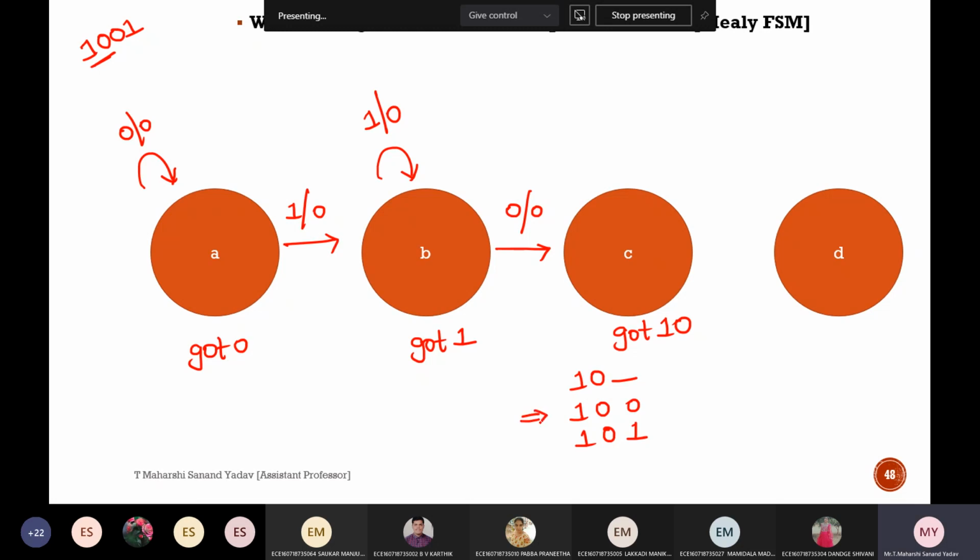Next, here 1 0 dash means it can be 1 0 0 or 1 0 1. For 1 0 0, will it go to the next state or same state? It will go to the next state. Why? The sequence is 100, so it is going to the next state. So this is the input. When input is equal to 0, output is 0. Done. Now check for this one. Got 101. Are you able to see got 101?